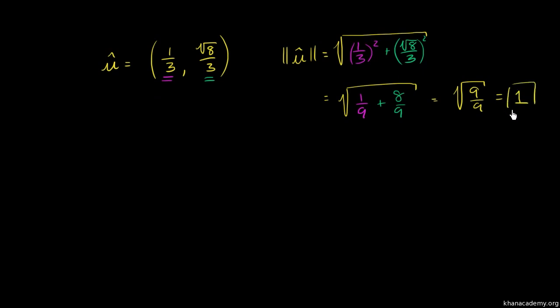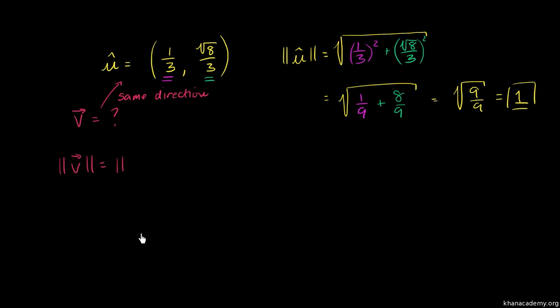Let's say someone says, well, I like this direction, but I don't want the magnitude to just be 1. I want to find some vector v that has the same direction. So it has the same direction as u, but has a magnitude of 11. So we want the vector v to have a magnitude of 11. So how could I define vector v?